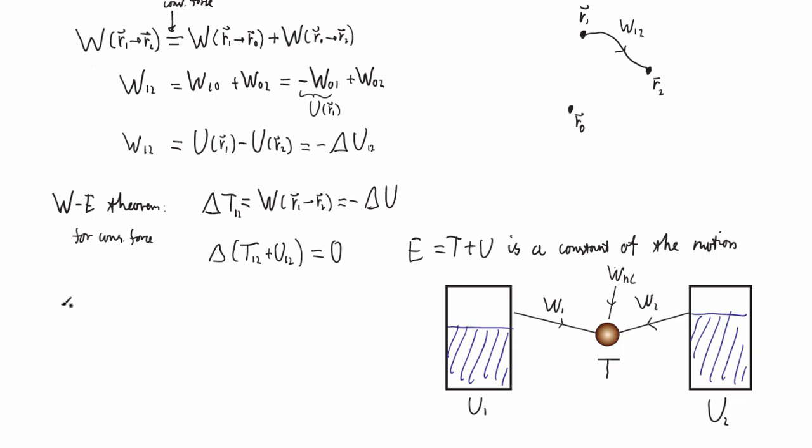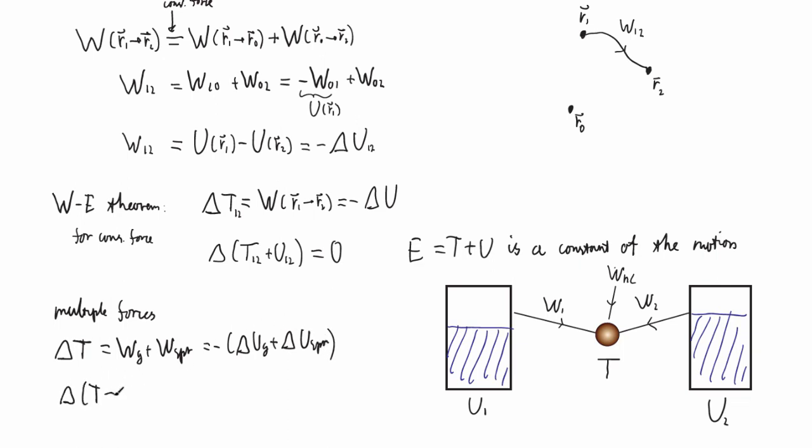So generally speaking then, if you have multiple forces, let's say that the change in kinetic energy is equal to some gravitational work plus some work due to a spring, and that is minus the change in the gravitational potential energy plus the change in the spring potential energy. So we get that the change in the total energy, potential plus kinetic, is 0.